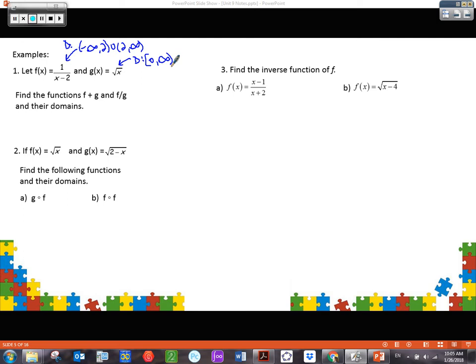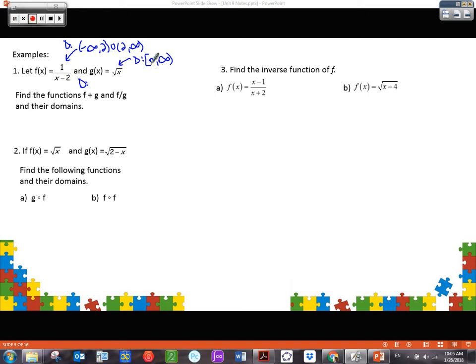Okay, so let's just find the intersection of those, because this domain is going to apply to everything except perhaps the division one. So the intersection is what numbers occur in both domains. Those are the numbers that we're going to use in our combined domain. I think we can see this one, the g's domain is greatly restricted. There are no negative numbers in here. So that means I would have to take all of those negative numbers out.